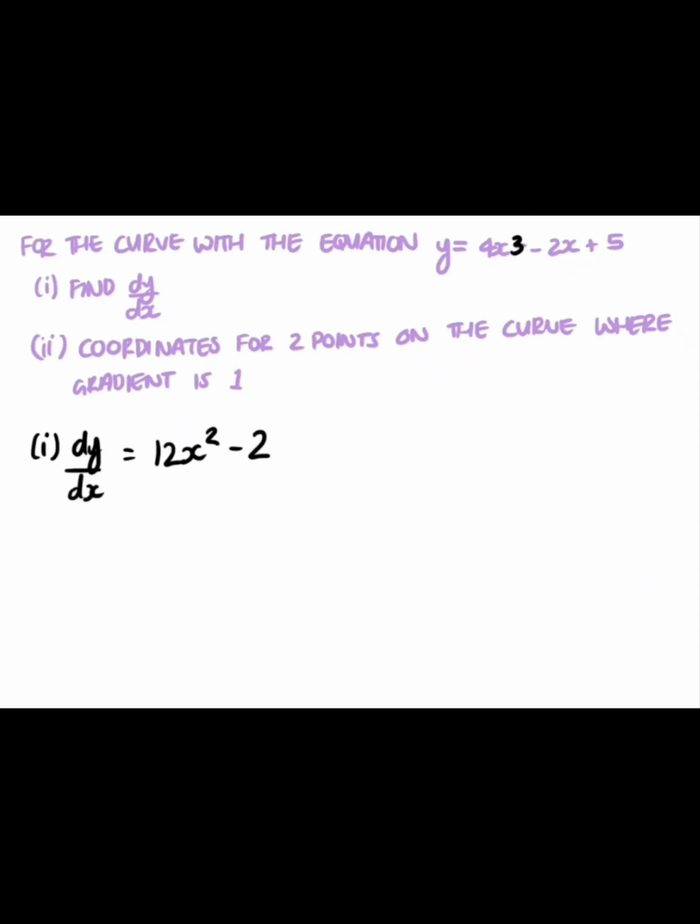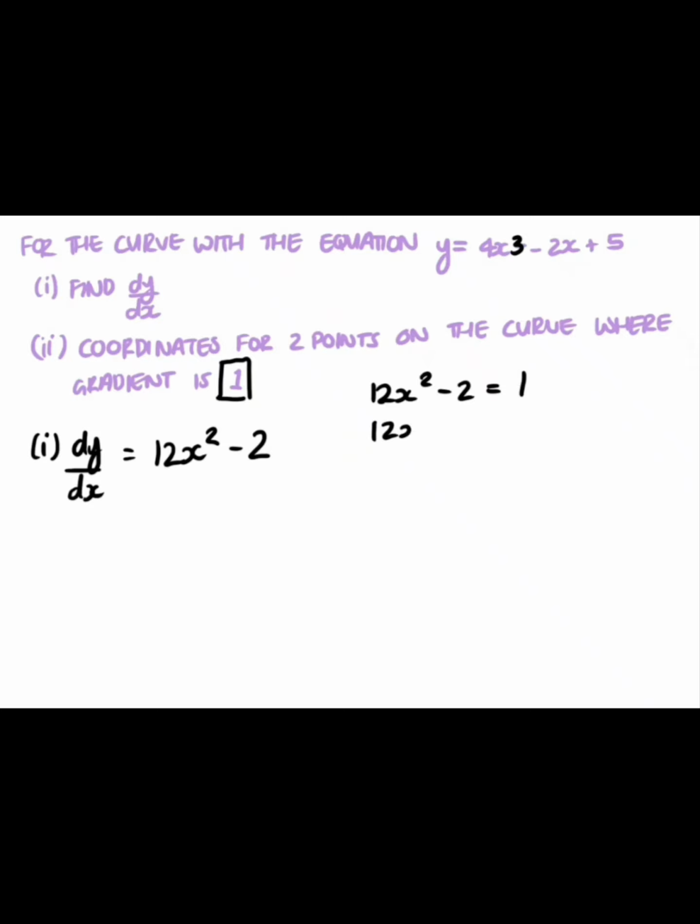Now the second point is to find the coordinates for 2 points on the curve where the gradient is equal to 1. Hopefully you can see that it's going to use a very similar method to when we're trying to find the coordinates of a turning point, because the only difference is, instead of making dy by dx equal to 0, because we know the gradient at a turning point is 0, here they've told us the gradient at these points is 1, so we know we need to make dy by dx equal to 1. So let's do that. So 12x squared minus 2 is equal to 1.